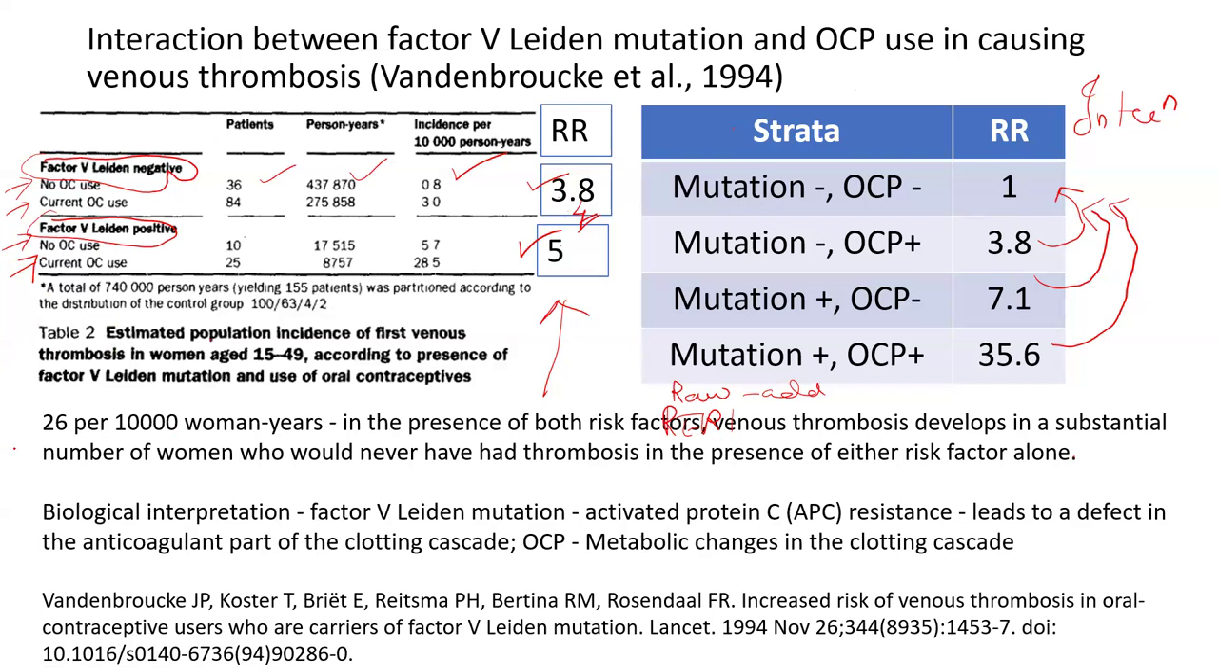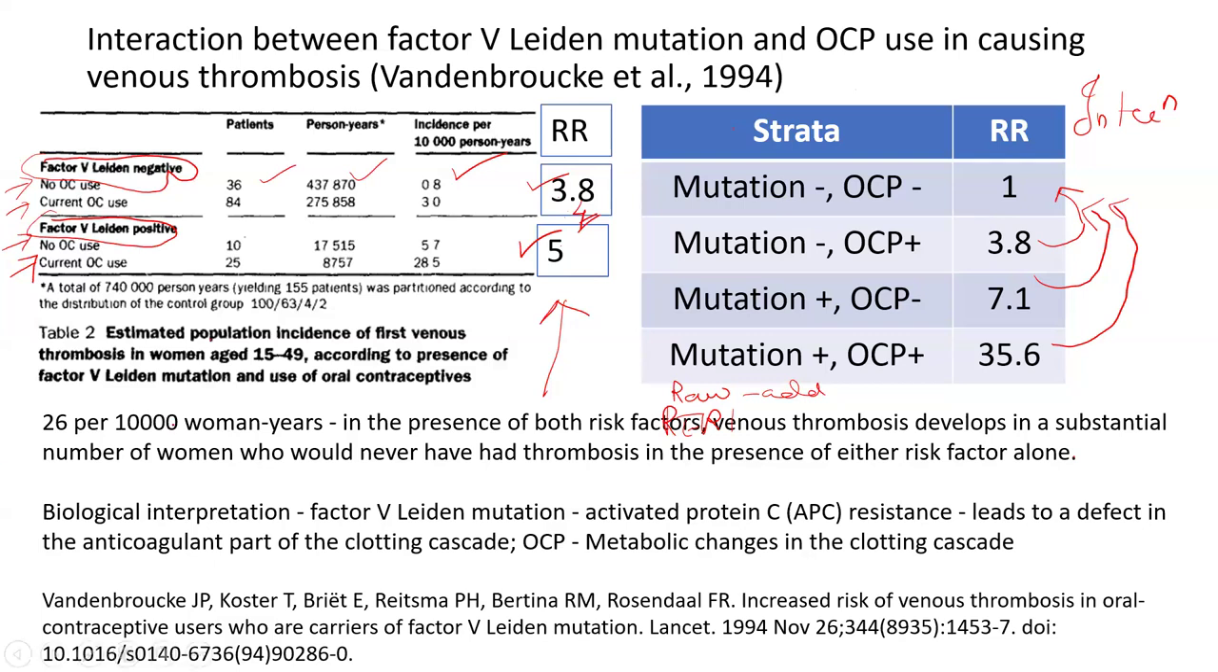So that number, which is a supra-additive effect, tells us that in the presence of both these factors, that is the mutation as well as OC use, these many women will develop venous thrombosis. Extra women are going to develop venous thrombosis. And if you were to prevent both of these from occurring together, you will prevent these many women per 10,000 women years from getting venous thrombosis.